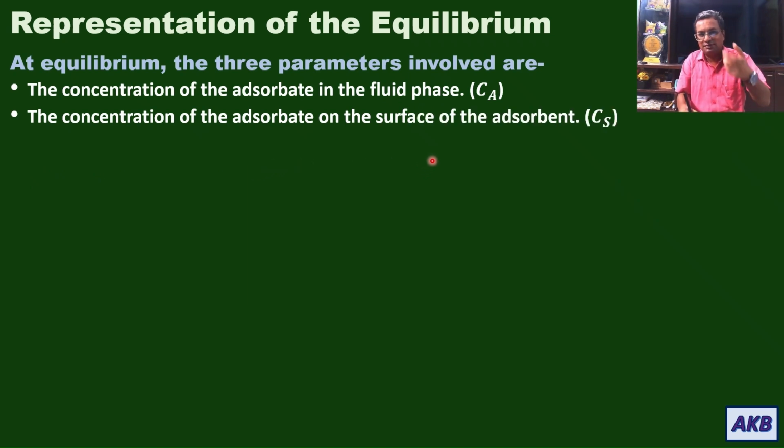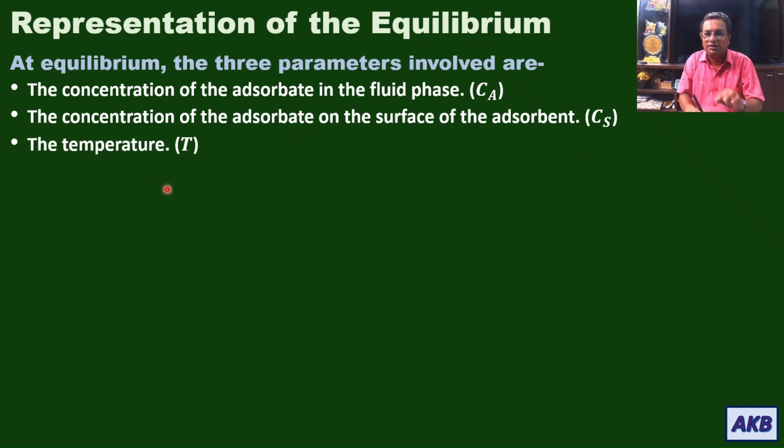After the component gets adsorbed, there will be some concentration of the adsorbate on the surface, and I am going to denote that concentration by Cs. So, the second parameter is the concentration of the adsorbate on the surface of the adsorbent, denoted as Cs. And the third important parameter is temperature. There is interaction between these three parameters at the equilibrium.